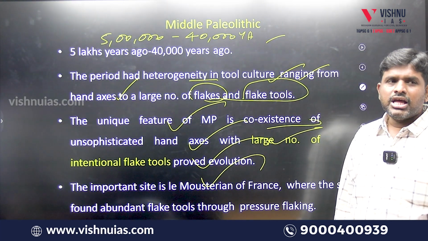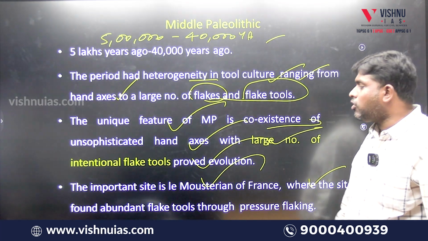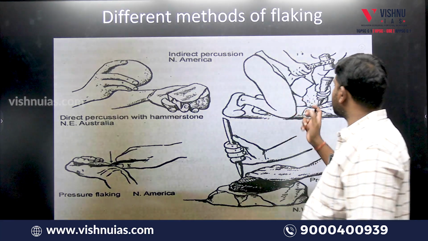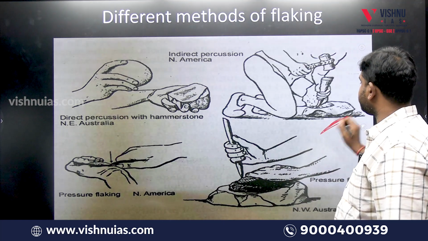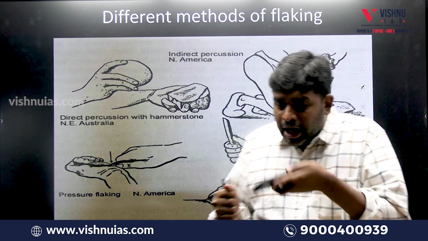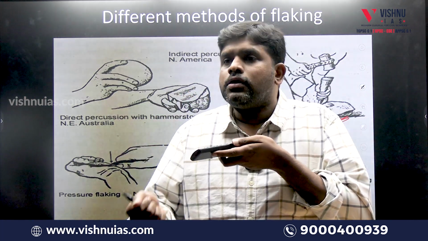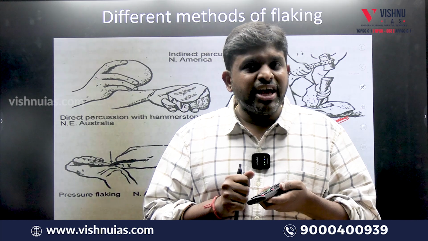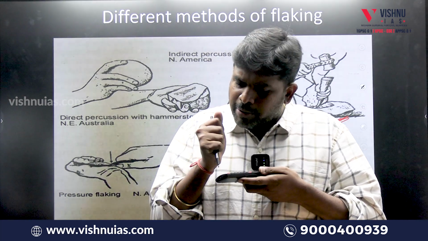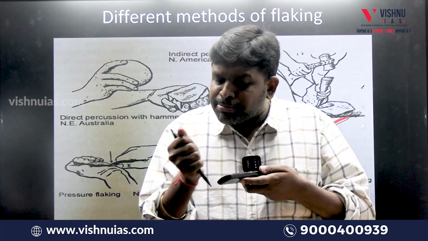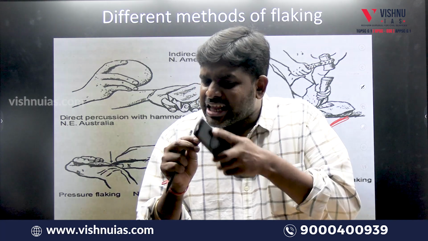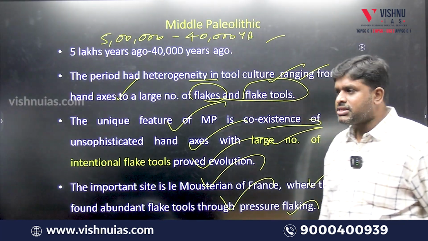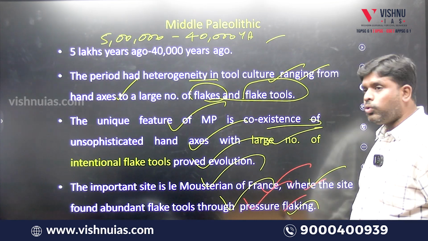The important site is Le Moustier, France, where abundant flake tools were found made through pressure flaking. What is pressure flaking? Simple. See here. I am making this hand axe. He started making flakes through pressure flaking. When I put pressure, a part of the stone comes down. The part of the stone which comes down is called a flake. Then I sharpened it, hence it became a flake tool.